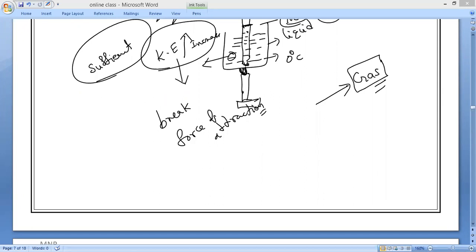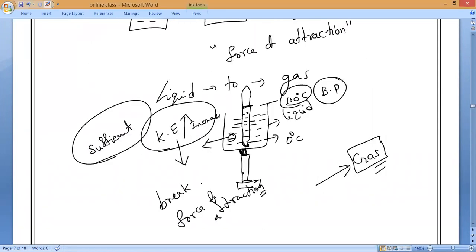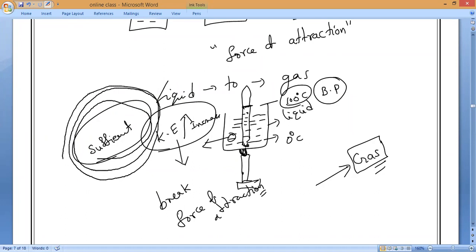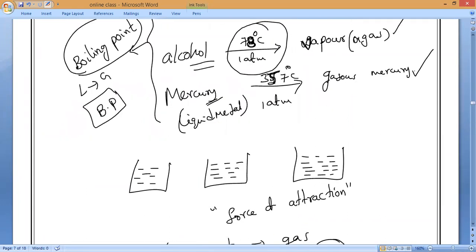Is it okay, everybody? Yes, please respond. So once the particles get sufficient kinetic energy, they will overcome the force of attraction holding them. Once it is overcome, only then it will convert into the next state of matter. So this is how we can convert solid to liquid, and as well as what, guys?